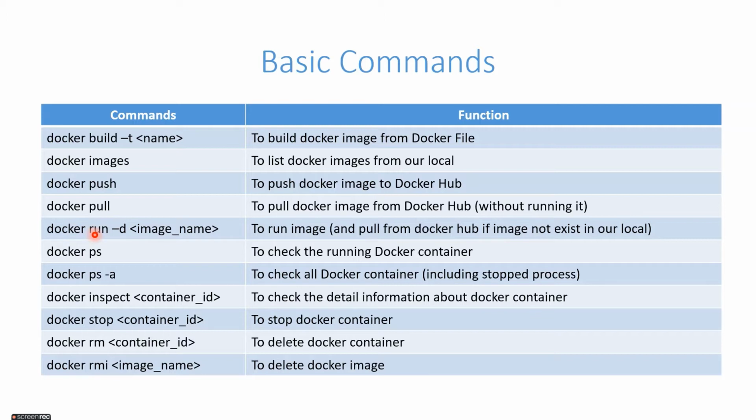If we run docker run, it runs the image, but if the image does not yet exist in our local, it will pull first. Docker ps is to check the running Docker containers. Docker ps -a is to check all the Docker containers, including the stopped ones. Docker inspect is to check all the detailed information about a Docker container. Docker stop is to stop the container. RM is to delete the Docker container, and RMI is to delete the Docker image.